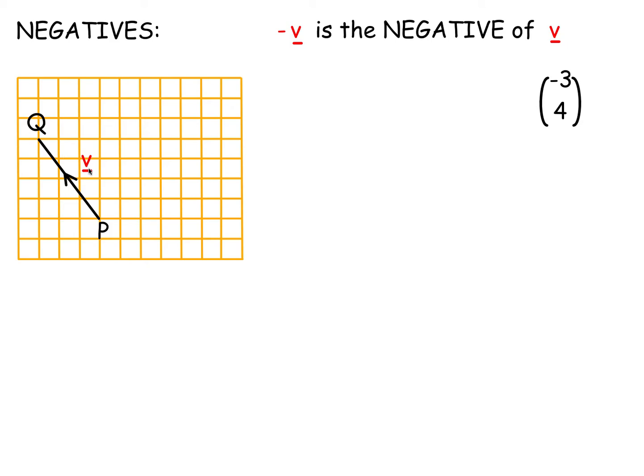Now I've drawn it separately because it would clutter the diagram, so I've drawn it over here. That's reversing the direction of the arrowhead. You're now going 3 to the right, 4 down. That's positive 3 for the x direction, negative 4 for the y direction. There it is there. That's the negative of vector V, the reverse direction. It's now QP. Instead of PQ, it's QP. So the letters have reversed.